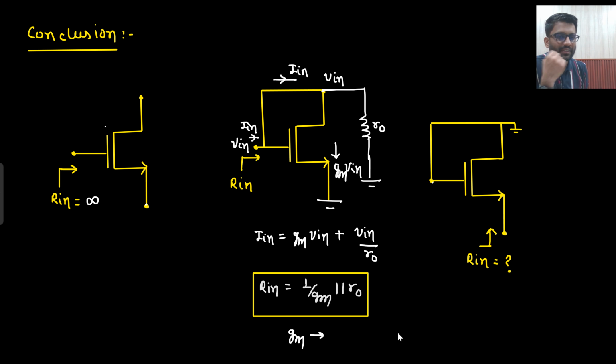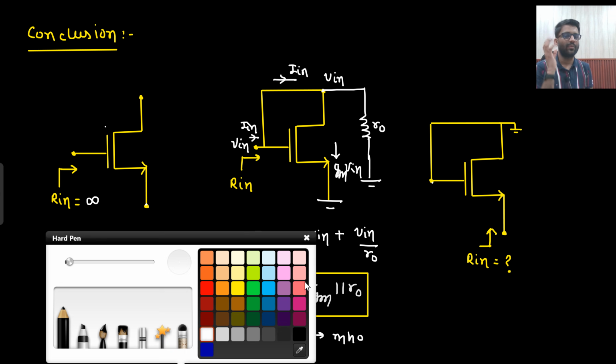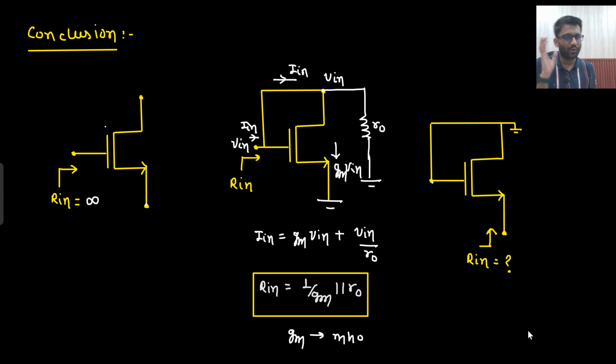gm, 1 by gm is a resistance, right? 1 by gm has a unit of resistance, that is ohm. So gm unit will be mho, right? Just for the knowledge I am telling, because here my target is just to tell you how to solve the problem in the examination. That's it, nothing else. Comprehensively I teach this topic in 45 hours.